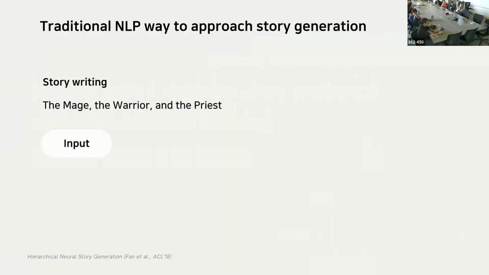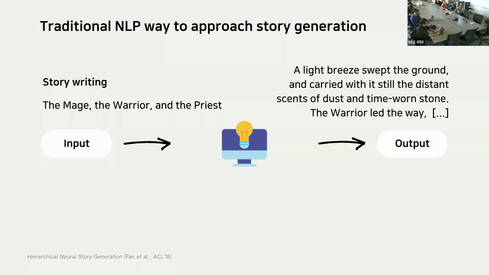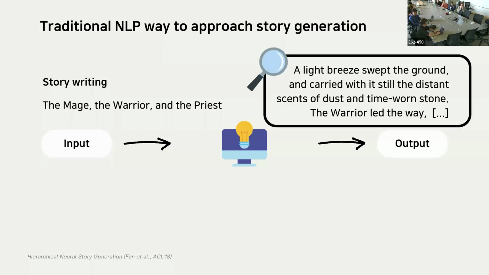All right, so here is a traditional NLP way to think about story writing. Given an input, and let's assume that there is a story title, like the mage, the warrior, and the priest, you feed that into the model, and then you generate a story. The model generates the entire story, and then we have automatic metrics to measure some qualities about this output.